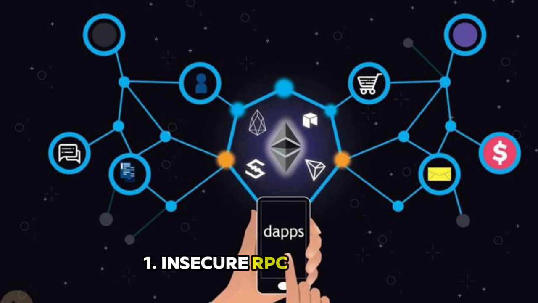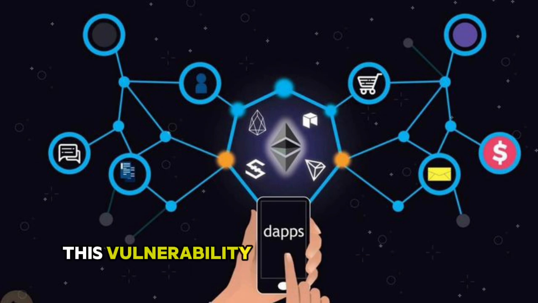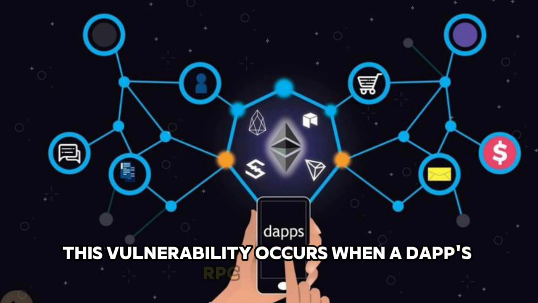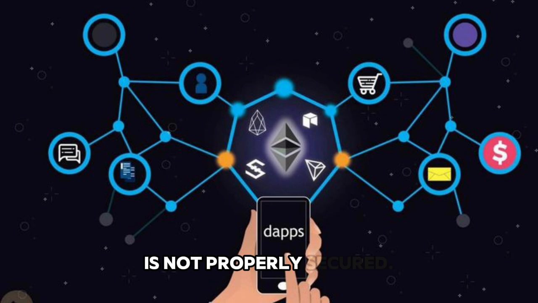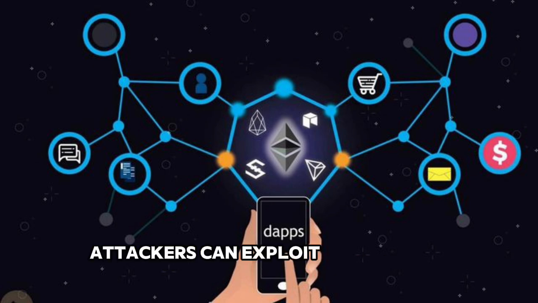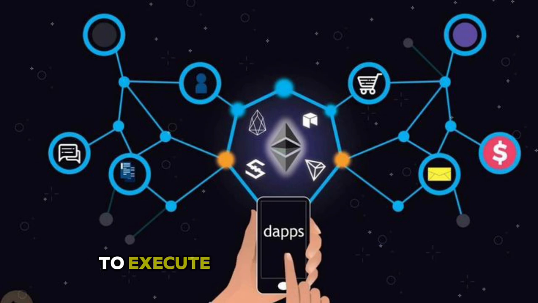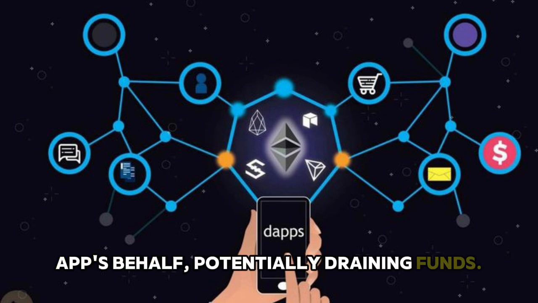Insecure RPC endpoints. This vulnerability occurs when a dApp's RPC endpoint used to communicate with the blockchain is not properly secured. Attackers can exploit this lack of security to execute transactions on the dApp's behalf, potentially draining funds.